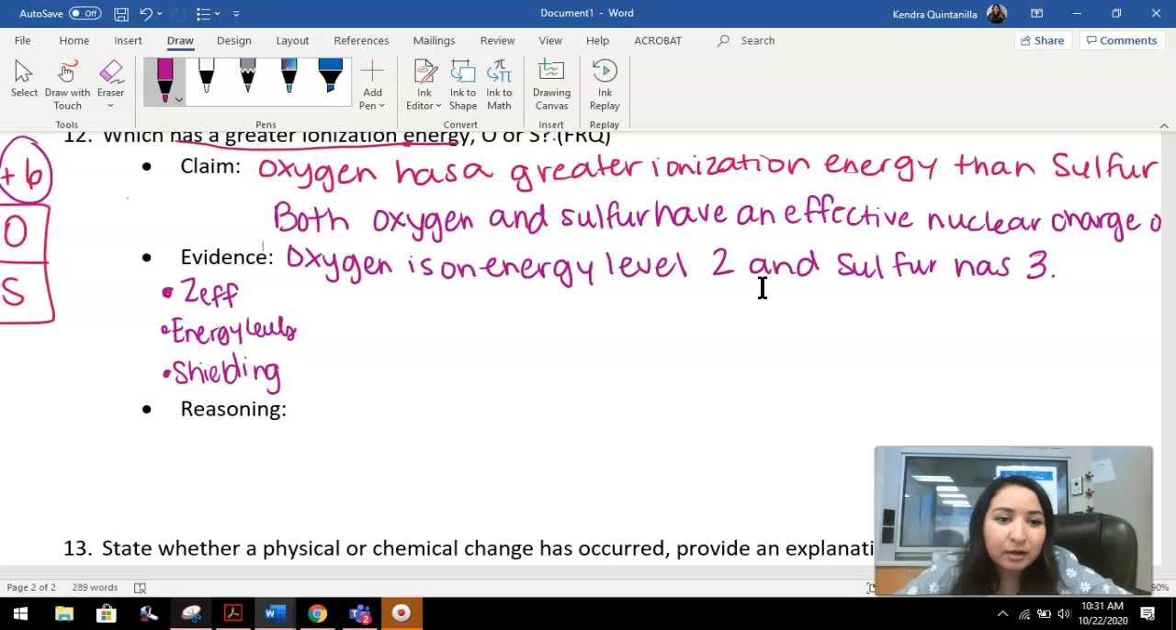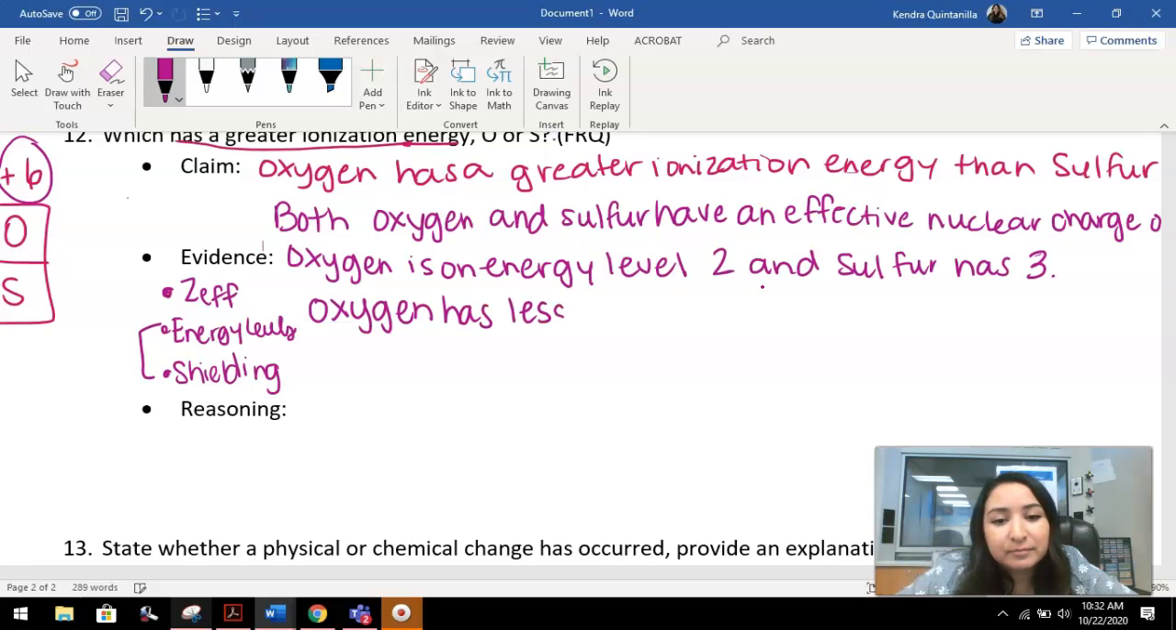All right, now let's talk about the shielding. So energy levels and shielding kind of go hand in hand, because the one that has more energy levels has more shielding. So oxygen, because it has less energy levels, right? Because 2 is less than 3. So oxygen has less shielding than sulfur. Period.